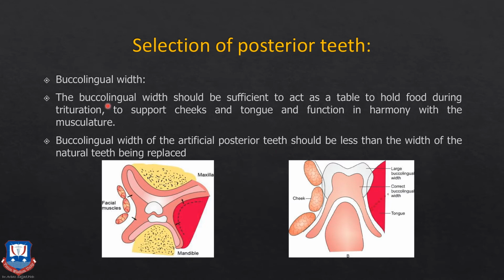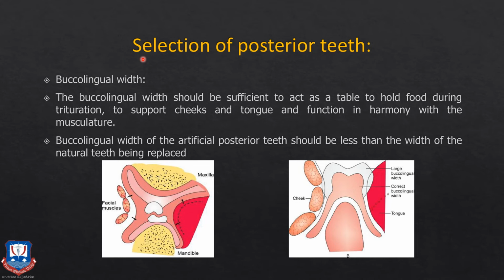So next, coming to the selection of the posterior teeth. Up until now we were talking about the selection of anterior teeth based upon the SPA concept, upon the form and features of the face, and upon the color of the hair and skin. And now we come to the selection of the posterior teeth.